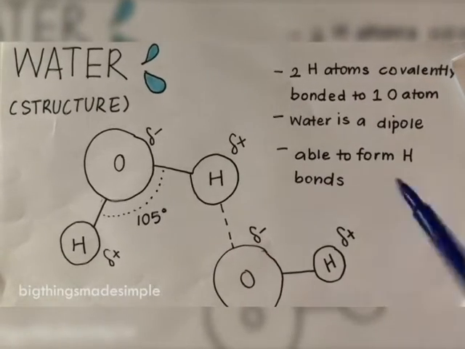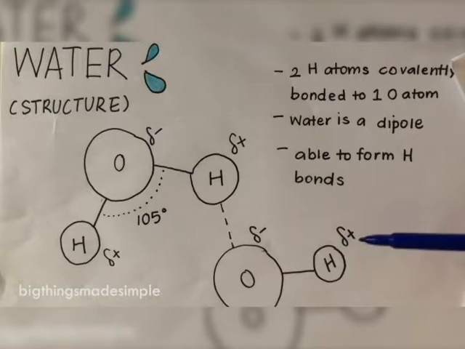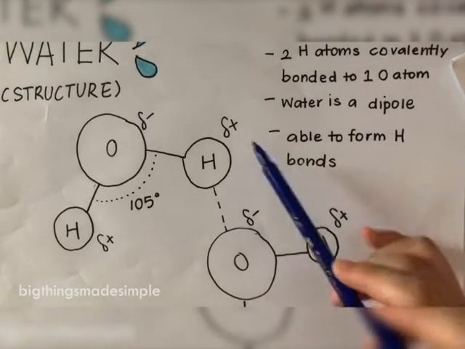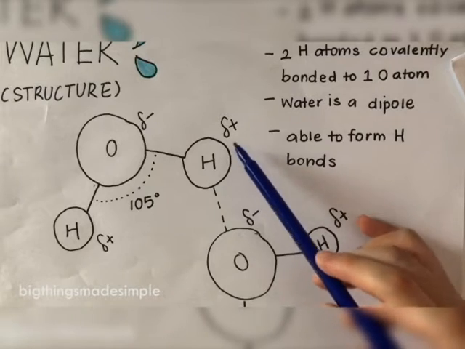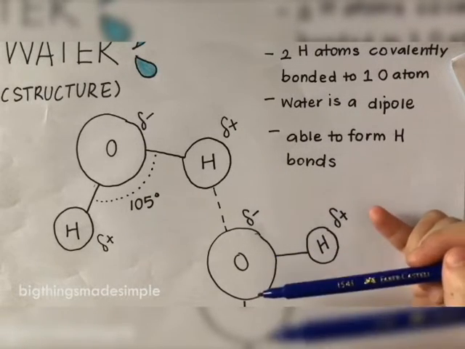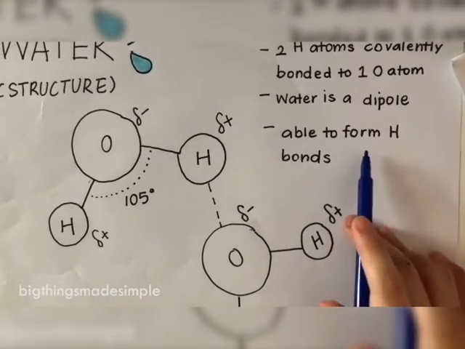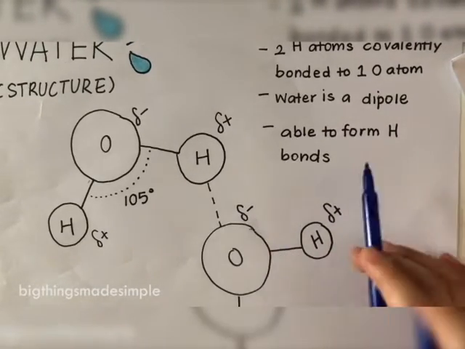Water is also able to form hydrogen bonds with other water molecules. So the hydrogen bonds will form between the slightly electropositive hydrogen atom and the slightly electronegative oxygen atom of another molecule. So hydrogen bonds are really important, and you'll see them a lot in the next section.